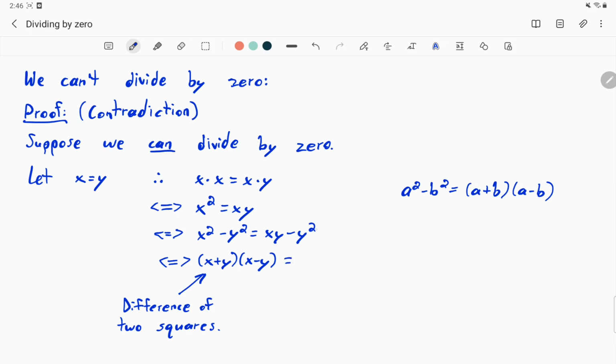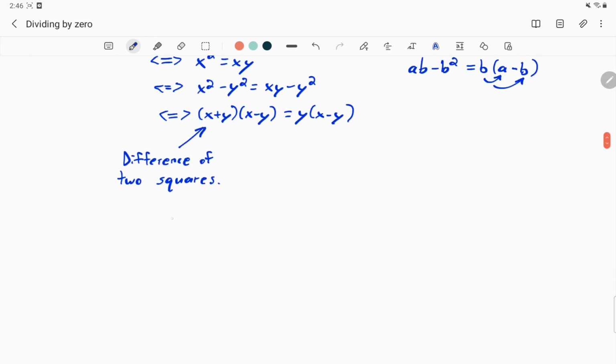And on the other side here, xy minus y squared, pull out a common factor. So pretend it was ab minus b squared. You pull out b, you're going to get b times a minus b. And if you multiplied that back through, you'd get ab minus b squared. Same idea. So you pull out y and we have x minus y, right? Well, what do you notice that's common on both sides of this equation? We have x plus y, x minus y equals y times x minus y.